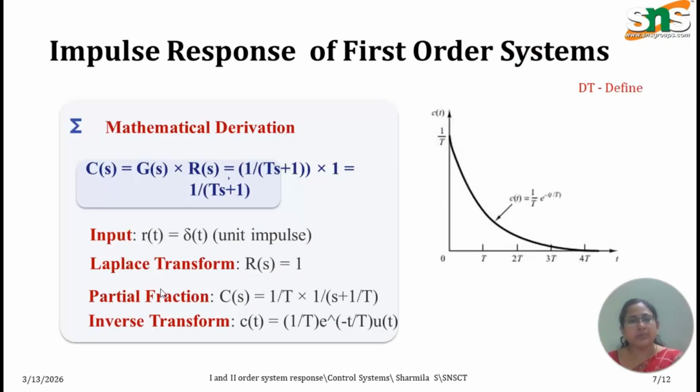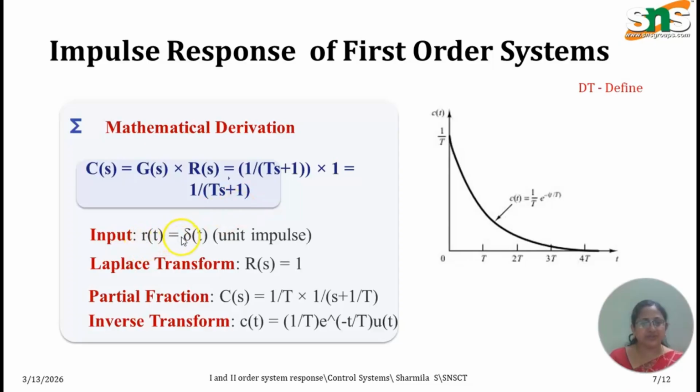Next is the impulse response of first order systems. The impulse response is expressed through mathematical derivation. C(s) = G(s) R(s). So we know that G(s) is 1/(Ts+1), multiplied by R(s). For the impulse response, the input of a unit impulse is 1, so we multiply with 1. That is equal to 1/(Ts+1).